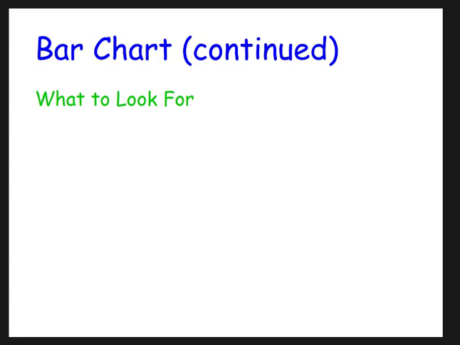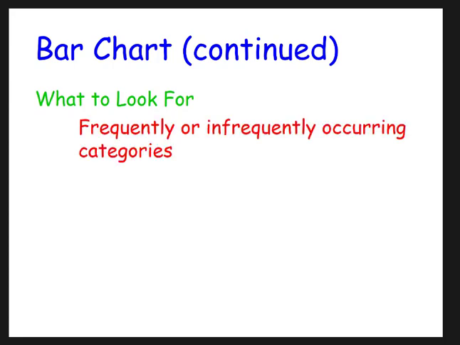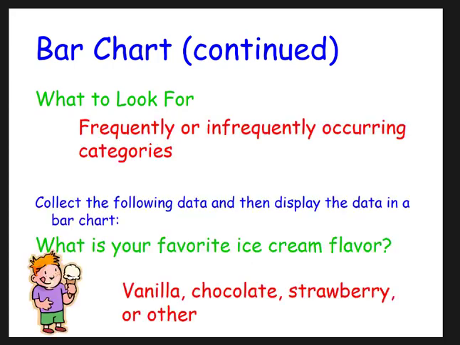So what to look for in a bar chart? Frequently or infrequently occurring categories. Which categories occur most often? Which ones have the tallest bar? Which ones occur least often, or have the shortest bar? So we might collect data about your favorite ice cream flavor. That, of course, is categorical.